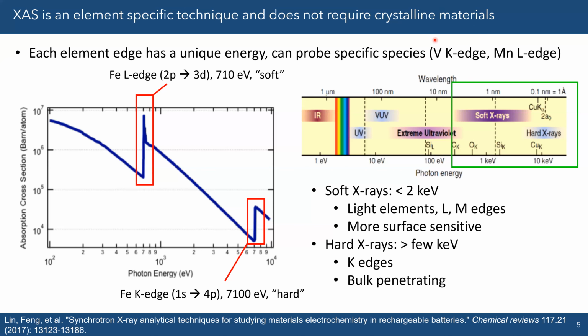And in addition, XAS doesn't require a crystalline sample, because it's not probing, it could in theory probe long range order, but really it's probing short range order and electronic structures, which don't require crystalline material. So this is particularly useful in the battery field, for example, maybe polymer materials or very disordered materials. XAS would be a good technique to use.